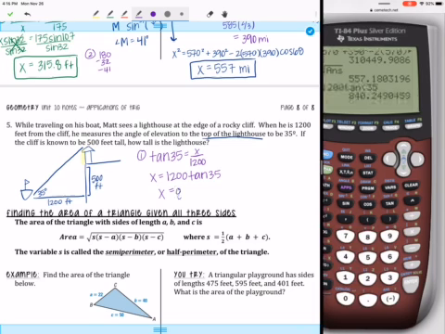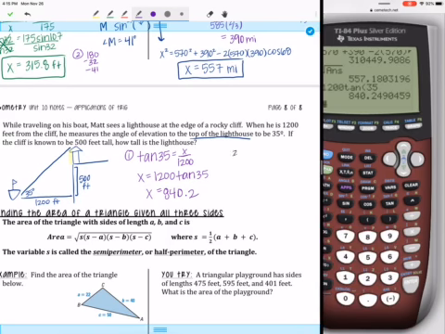And we get 840.2. Then we need to come in and subtract the 500-foot cliff from that and get that the lighthouse is only 340.2 feet. Okay.